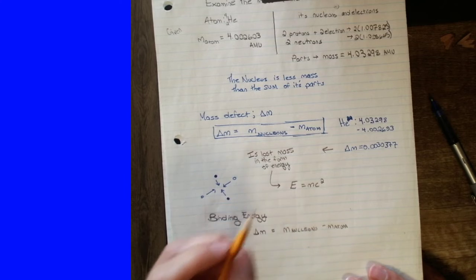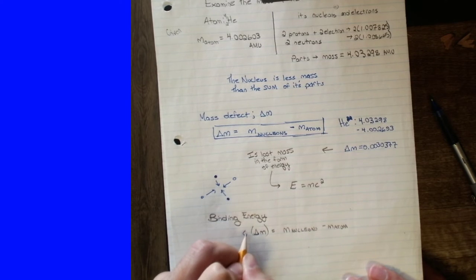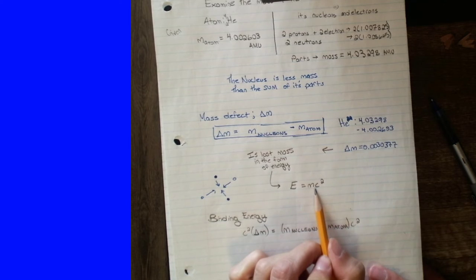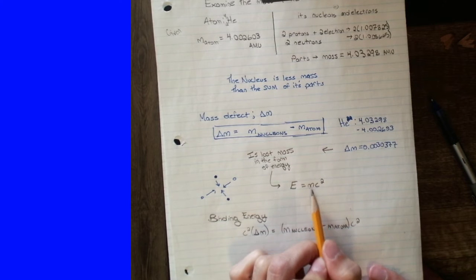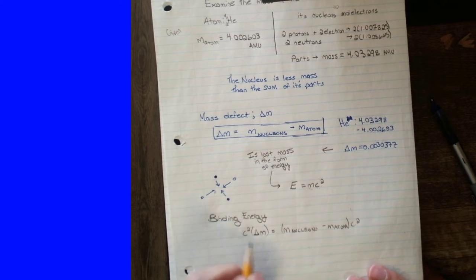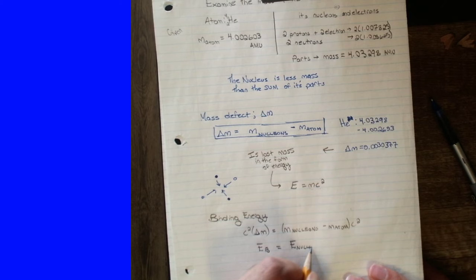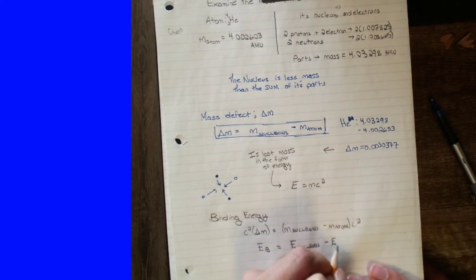Okay, so if I suddenly just multiply both sides by c squared, no reason why I can't do that. I'm multiplying masses by the speed of light squared, so I'm getting energies here. So I call this the binding energy, the one that references the mass defect. And then this becomes the energy of the nucleons minus the energy of the atom.